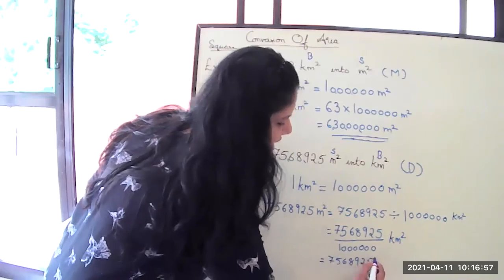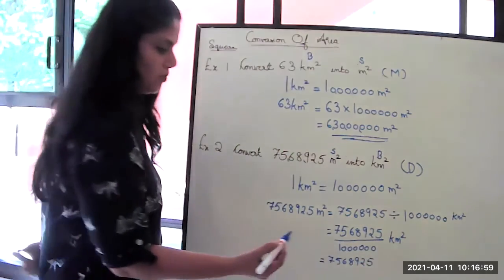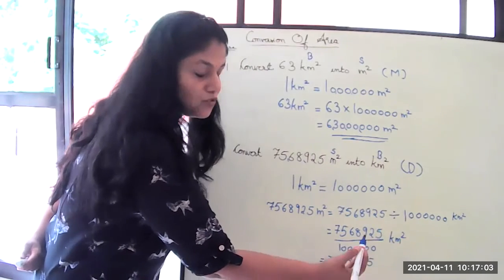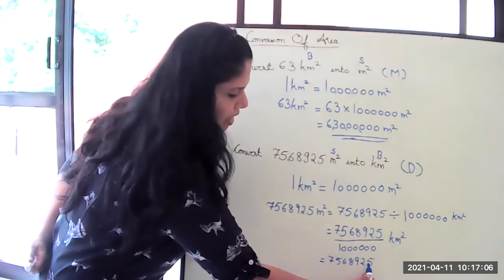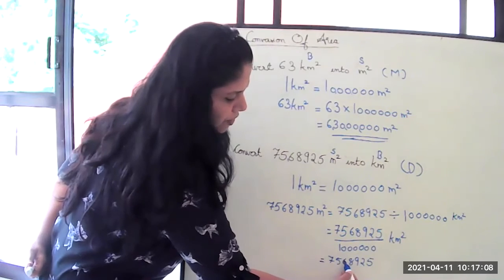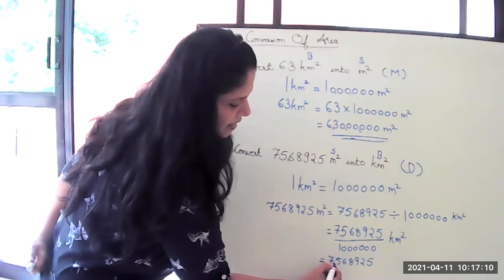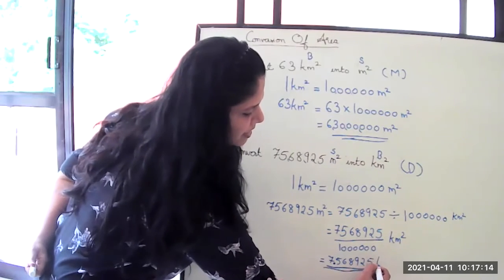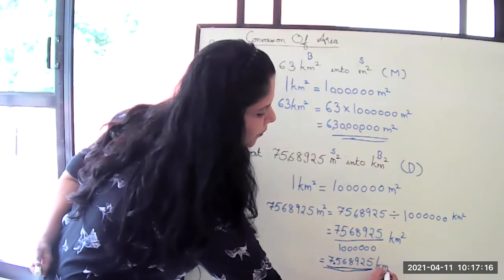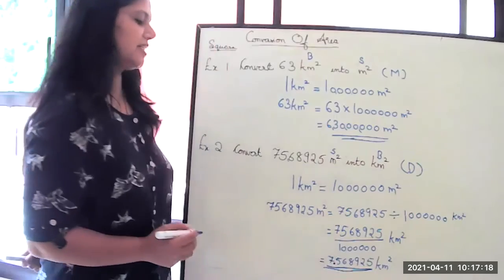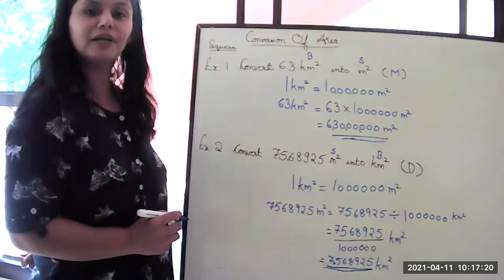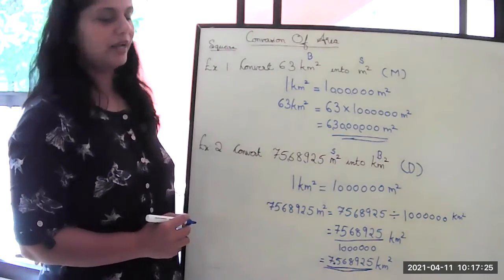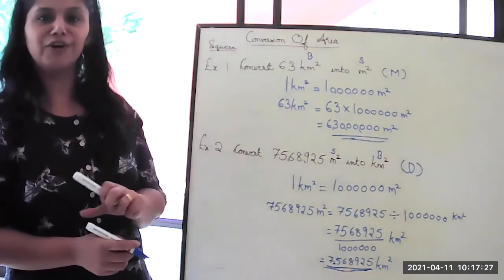Okay. So this will be equal to 7568925. I'm writing as it is. Then how many zeros? We have 6 zeros. So count 6 digits from your right hand side. 1, 2, 3, 4, 5, 6 and give a decimal point there. So you get it as 7.568925 kilometer square is the area. Okay, I hope the concept is clear for you.